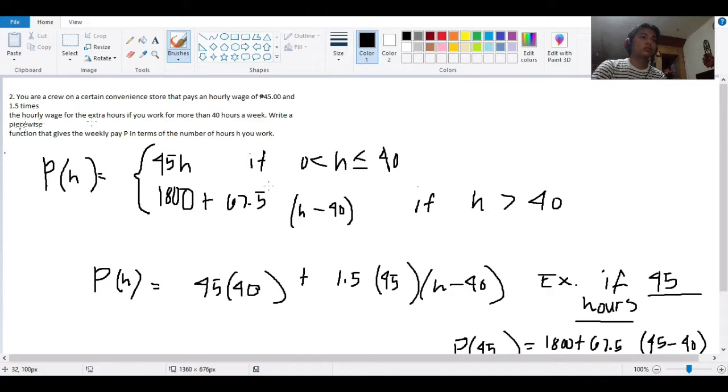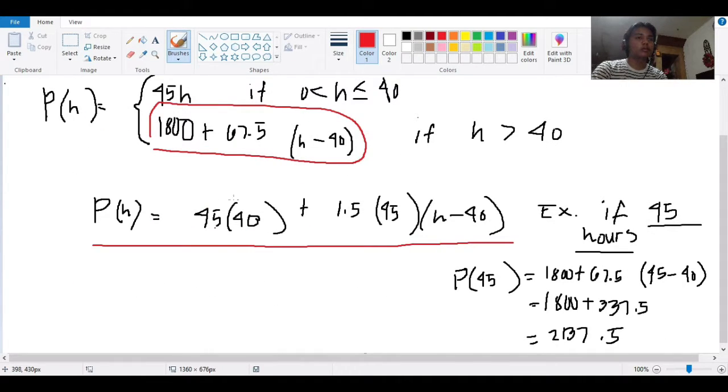So 45 multiplied by h, which is our hours. 45 is our money. If h is greater than 0 but less than or equal to 40, we got this equation because we did this. This equation is if h is greater than 40. When we get this equation, we use this.